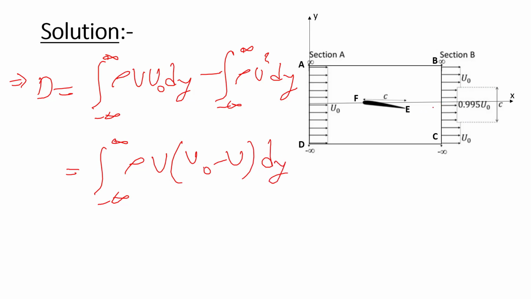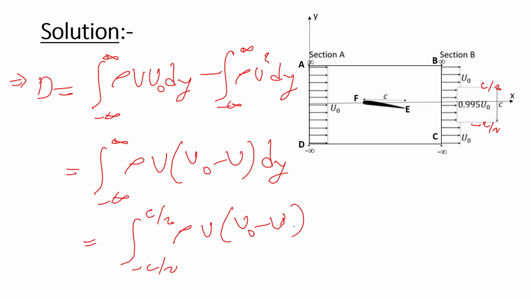As we see that velocity in section B and A is different only from minus c/2 to c/2. Rest is same. This u naught minus u will become 0 for the rest of the length. So it can be written as minus c/2 to c/2 rho u (u naught minus u) dy.